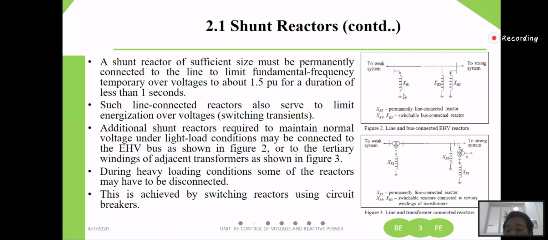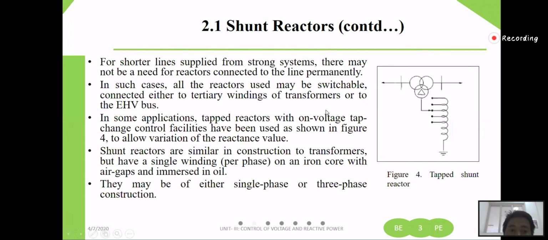So now in the bus, there will be two types again. For a weak system you can connect it permanently, or for a strong system, a switchable bus: whenever required you will switch it on, and whenever it's not required it will be switched off. So this is how we can control the voltage using the shunt reactors.